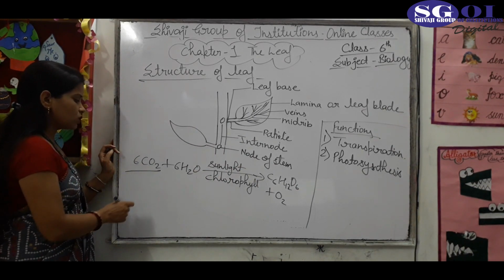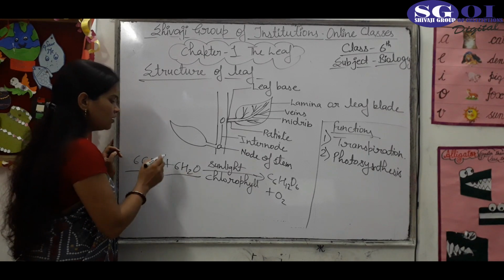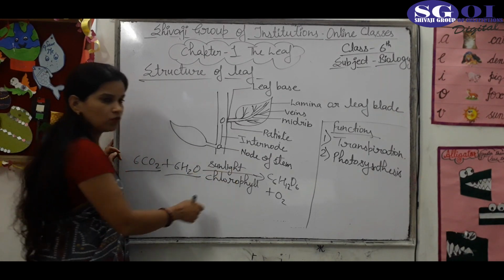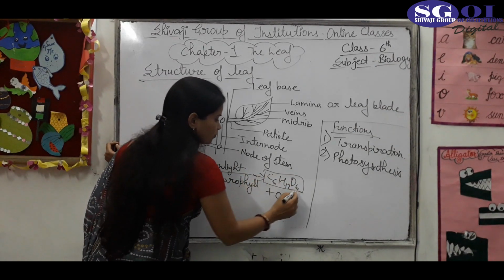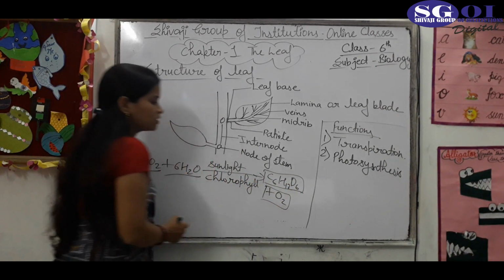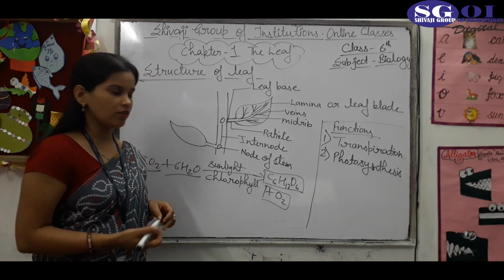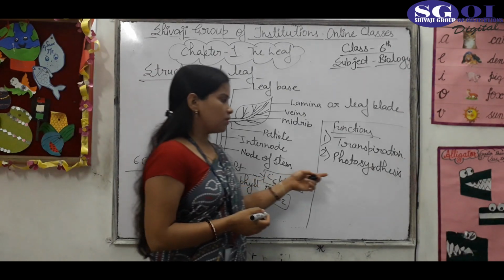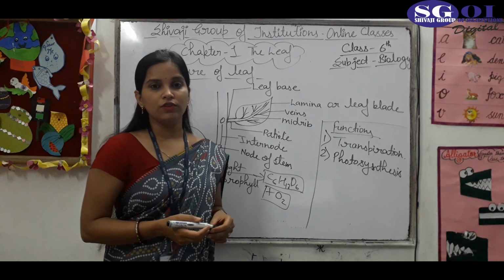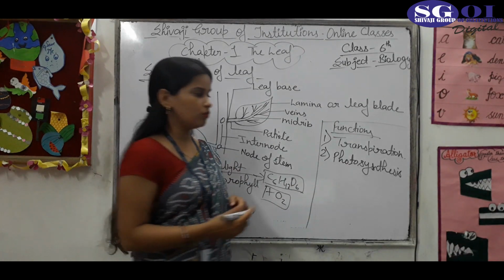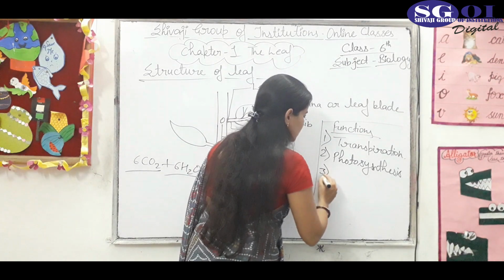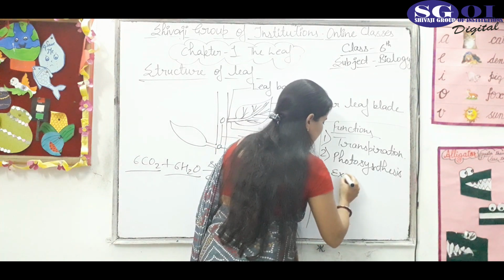Means in the process of photosynthesis they require carbon dioxide and water, in the presence of sunlight and chlorophyll, and they make their food, which is glucose, and the oxygen is released, which is used by other living organisms. So this is the most important function of the leaf. That's why the leaves are called autotrophs, because they make their own food. Next function is the exchange of gases.